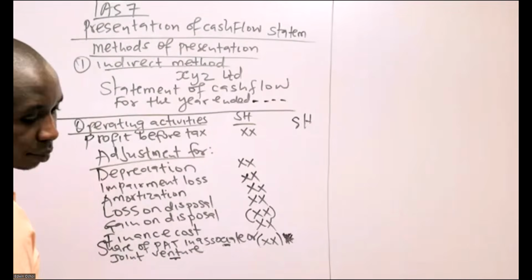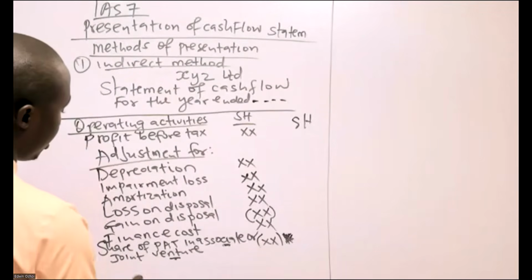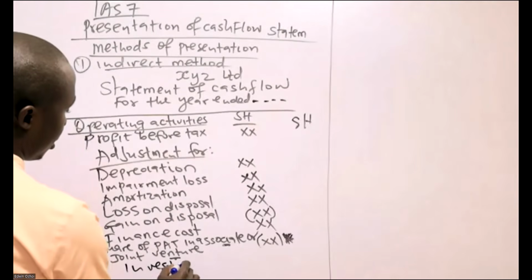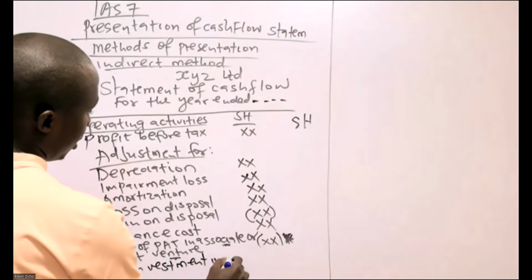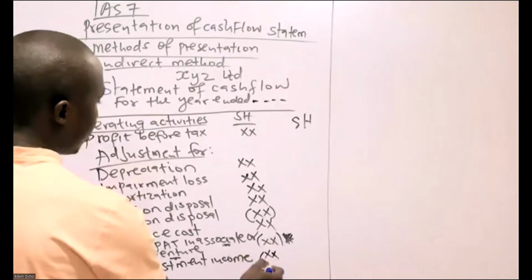Other than the ones I've recorded there, let me add one item here called investment income. This one was added, we subtract.